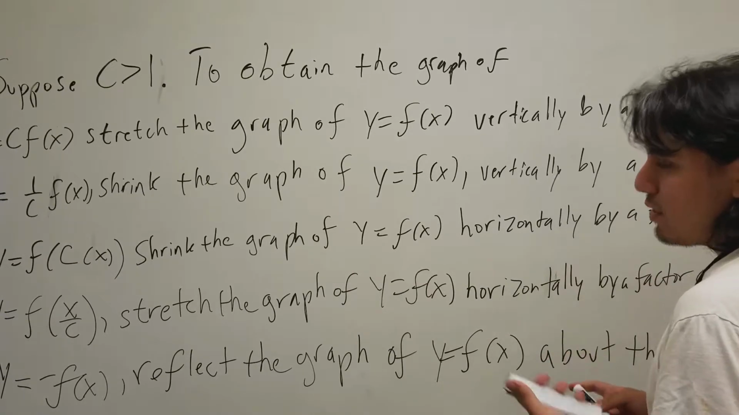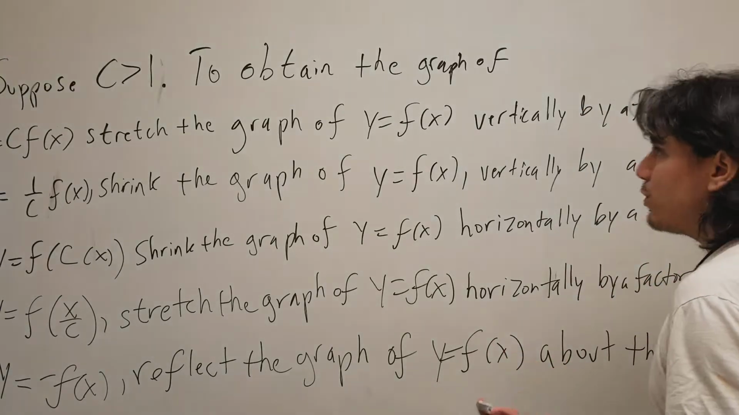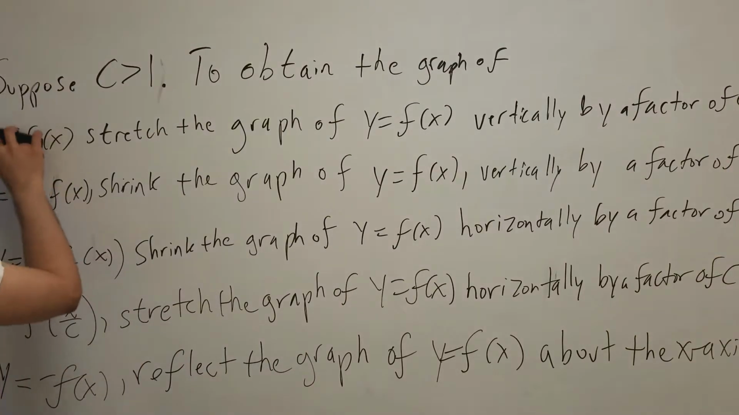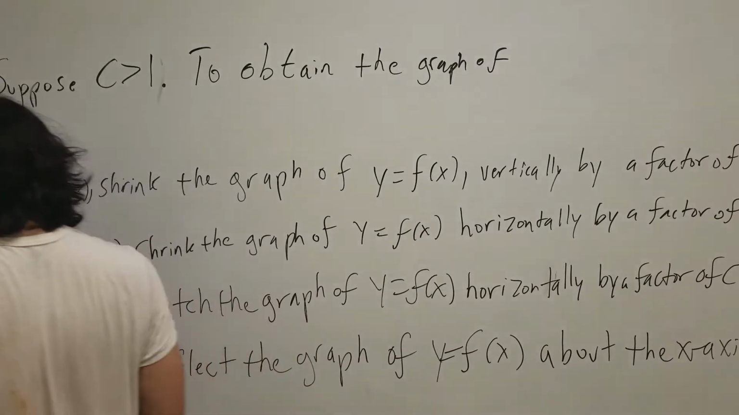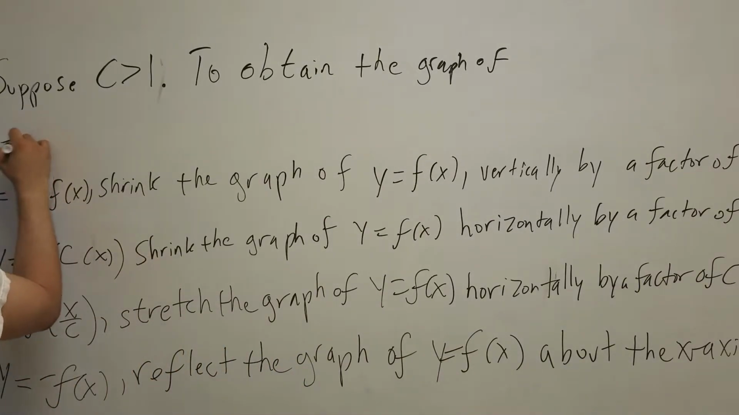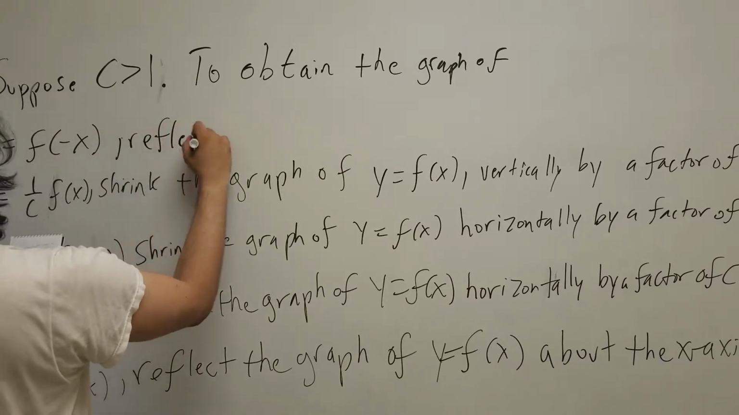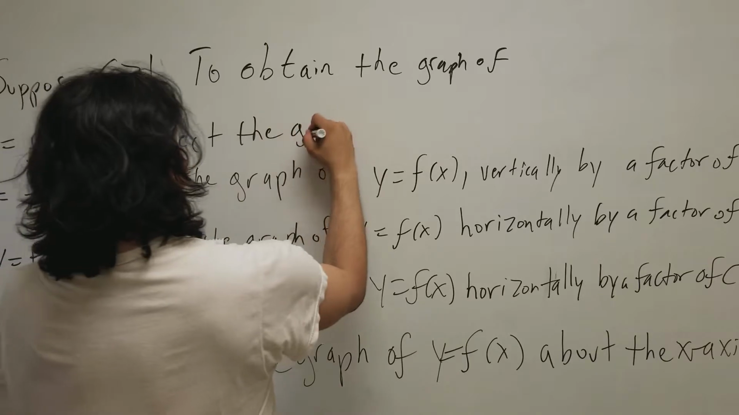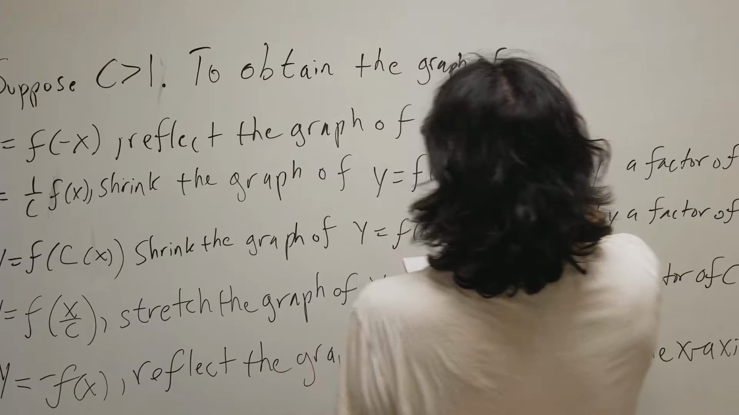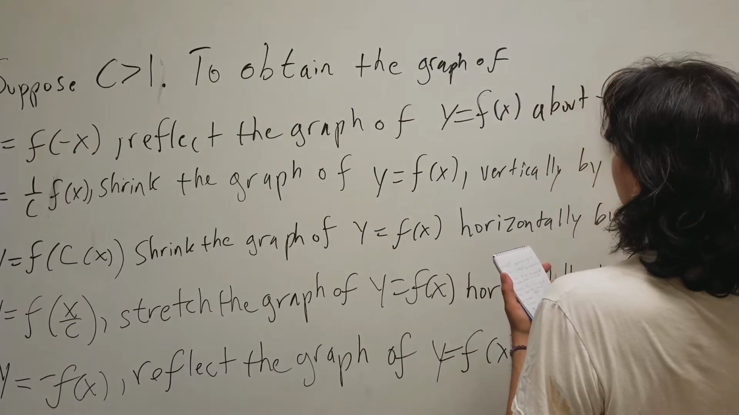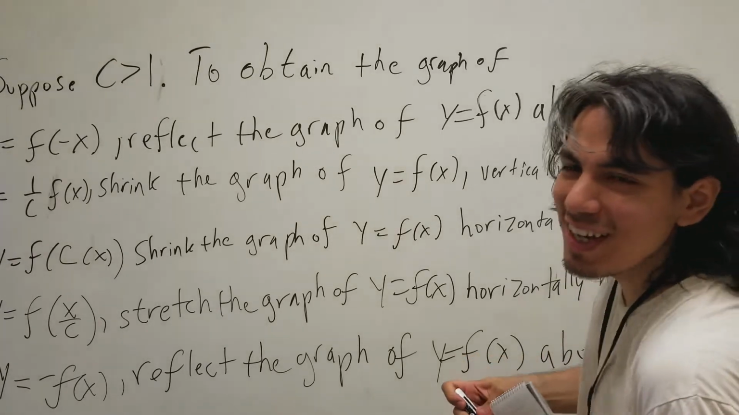Now, there's one more case. I'll write it on top. If you can't see that, let me just erase the first one. The last one talks about, you're still reflecting, but the negative sign is going to be within the function. So you have to reflect the graph of y equals f of x about the x-axis. So now, what does all this mean?